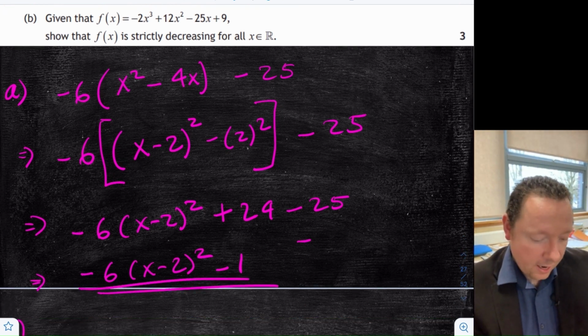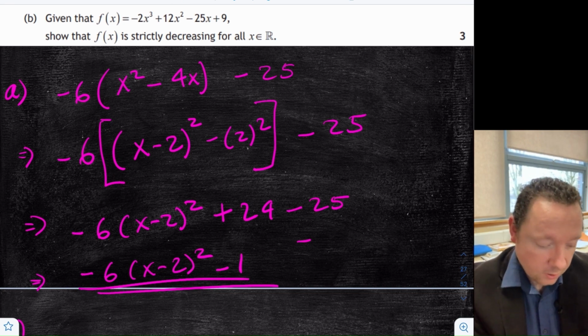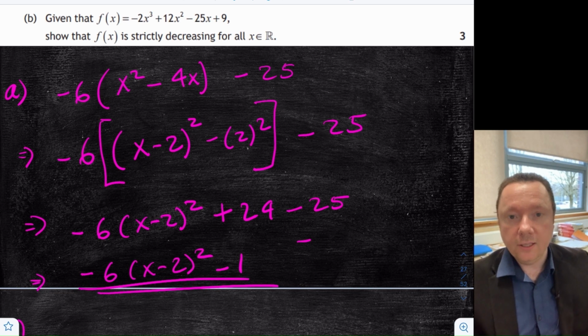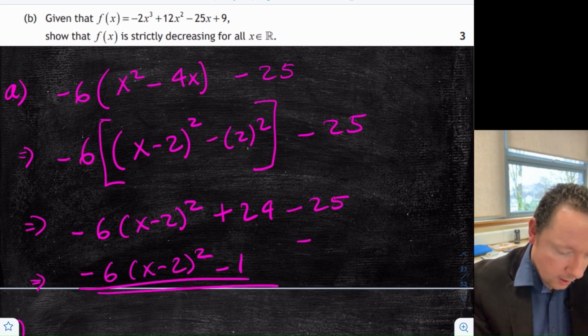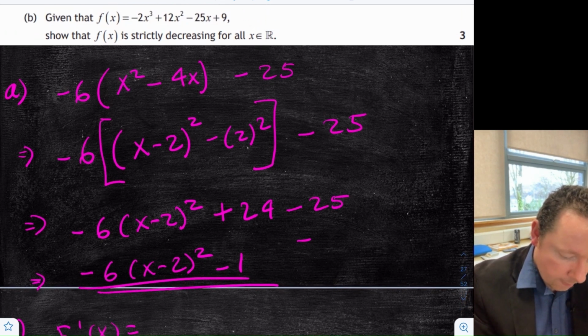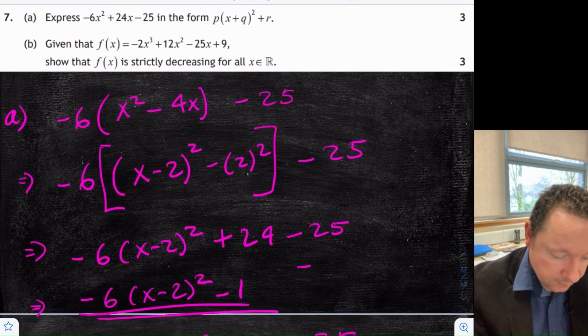Part B says, given that f of x is minus 2x cubed plus 12x squared minus 25x plus 9, show that it's strictly decreasing. So to show that something's increasing or decreasing, we need to evaluate the gradient of the tangent, and always differentiate. So let's look at f dash x. F dash x equals 3 times 2 is 6, so minus 6x squared. 12 times 2 is 24, so plus 24x, and minus 25.